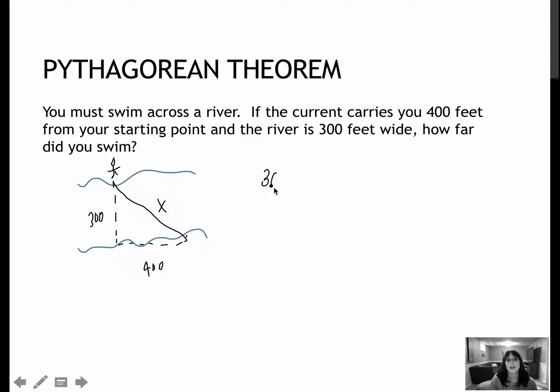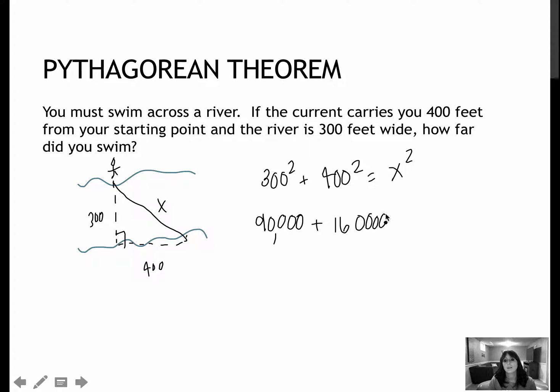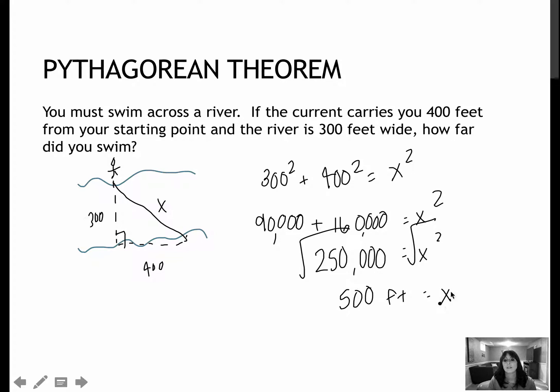So to do that, I would take 300 squared plus, because obviously this is a right angle, 400 squared equals x squared. 300 squared is 90,000. 400 squared, 160,000. So total, I have 250,000. And if I take the square root of each side, I get 500 feet. So I swam, or you, I guess you swam, 500 feet total.